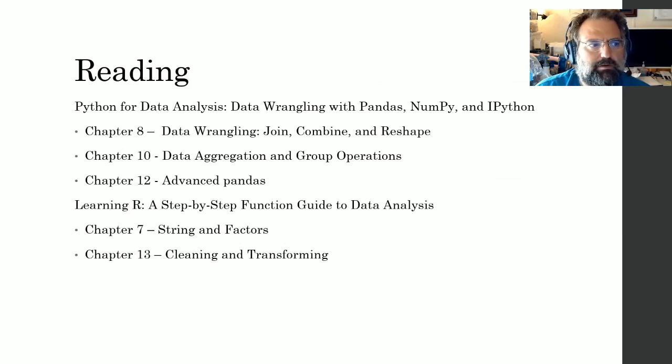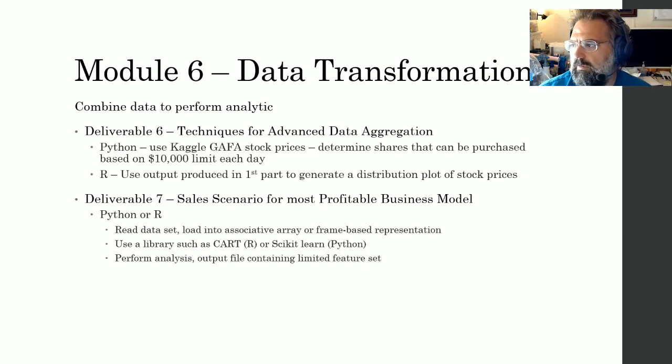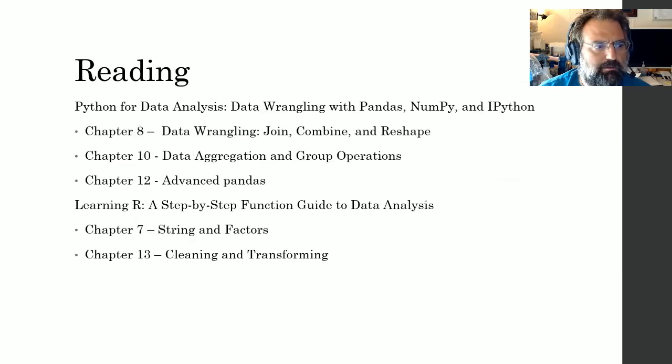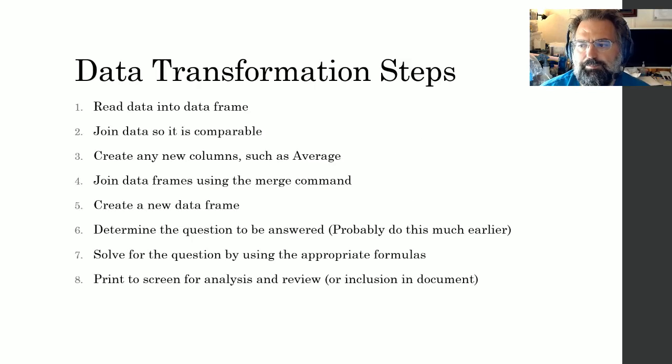So we'll go ahead and talk a little bit about the reading. Chapters 8, 10, and 12 out of the Python book, and chapter 7 and 13 out of the R book. Some of these are pretty relevant. Some of them are a little different. Obviously, cleaning and transforming is very relevant, as is joining, combining, and reshaping. Those are very common sort of things we do as well.